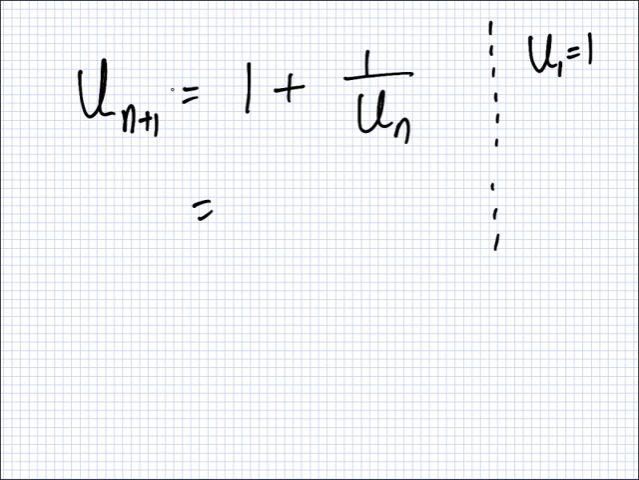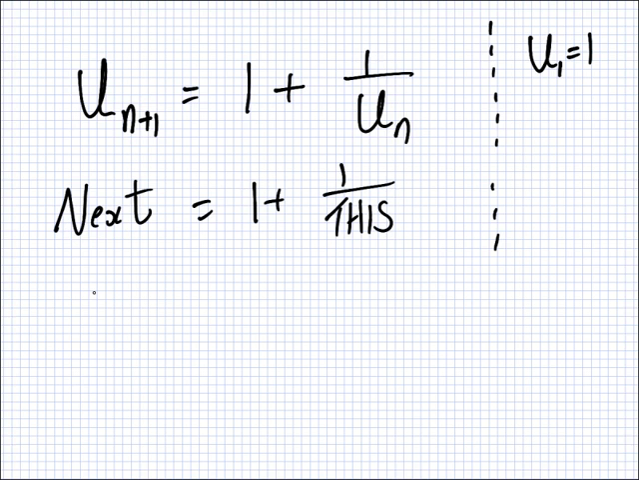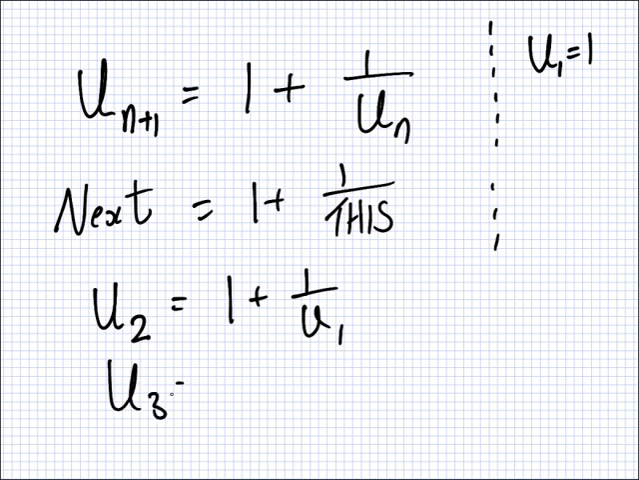So n is the nth term. So what is un plus 1? What could be its meaning? The term after, right. So this would be the next term, right? And then this would be 1 plus 1 over, and this is the nth term. Or if you want, you could say it's like 1 over this term. I'll give you an example. Like, if you want U2, that would be 1 plus 1 over U1. If you want U3, that would be 1 plus 1 over U2. So you get the next term by saying it's 1 plus 1 over this term.